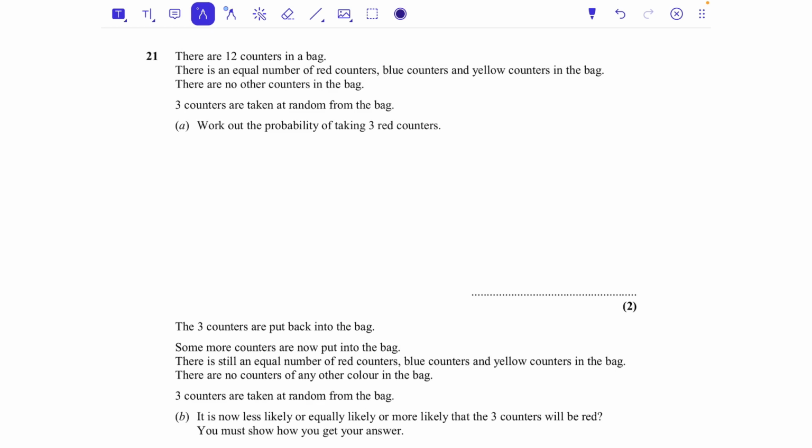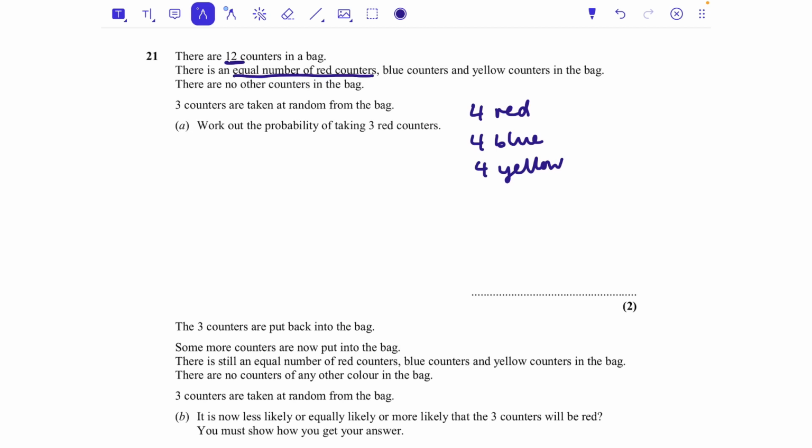Well, it says there's 12 in the bag and there's an equal number of red, blue and yellow. So if there's an equal number, let's divide that by 3. So there must be 4 red, 4 blue and 4 yellow. That adds up to 12, and there's an equal number of each colour. There's no other counters in the bag. 3 counters are taken at random. What's the probability of taking 3 reds?